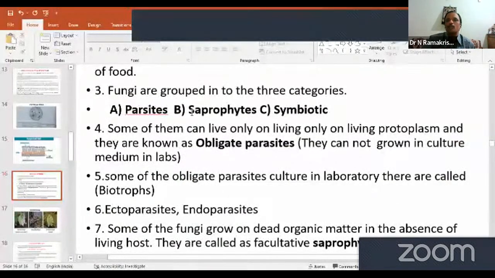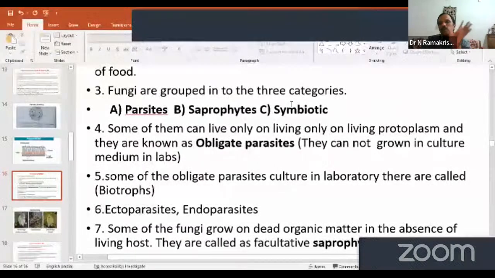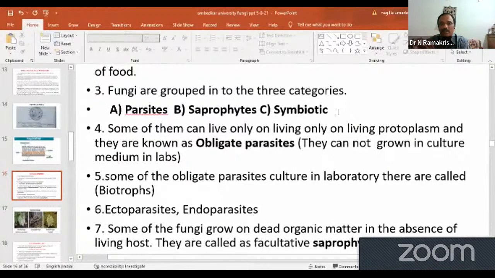The second one is saprophytic fungi. Saprophytic fungi means the fungus grows only on dead organic materials and other destroyed materials. And the next one is symbiotic fungi. Symbiotic means it is in association with other organisms. Here, in lichens, some fungi are in association with algae. So we call that symbiotic association.